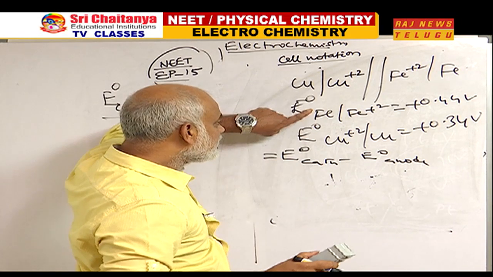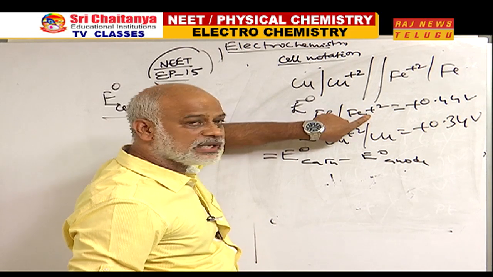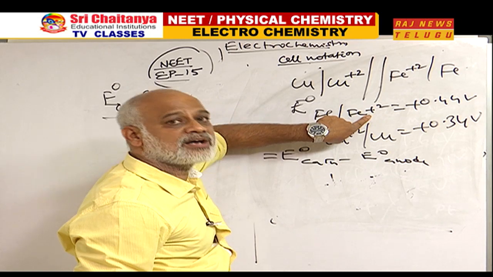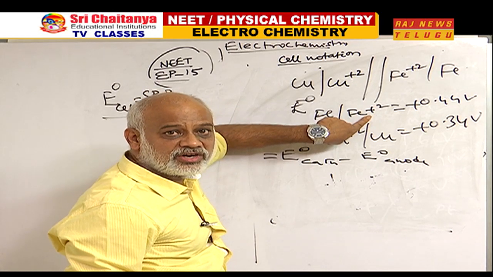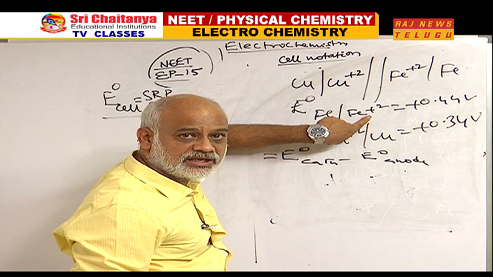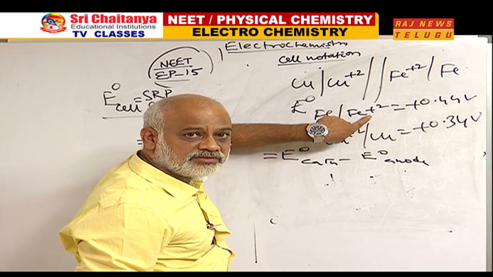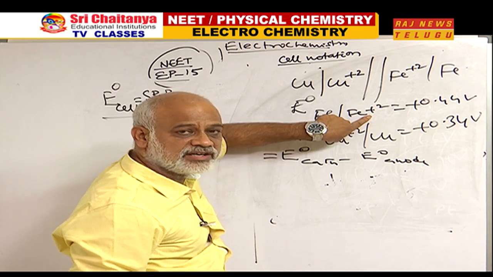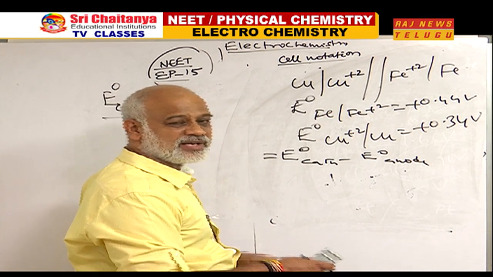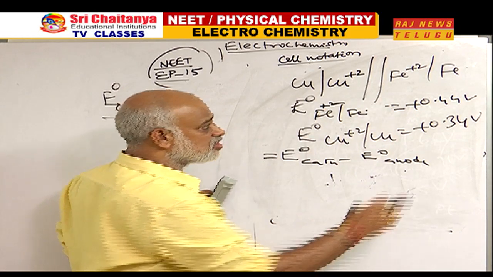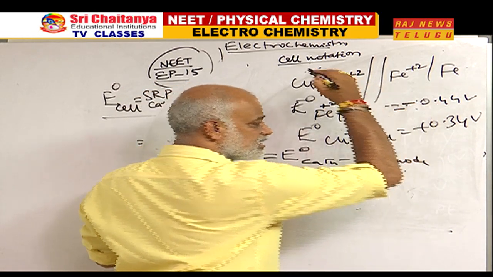SRP. What did he give here? Fe plus 2. Is it oxidation or reduction? Oxidation. We want SOP or SRP? SRP. What did he give? SOP. Therefore, what shall we do? Convert it. I am not having much time at this juncture, so I am just changing this and this reverse. So, therefore, the sign becomes minus.